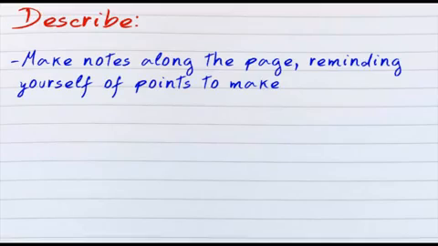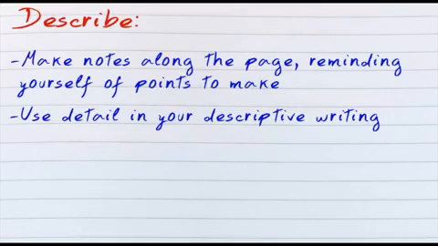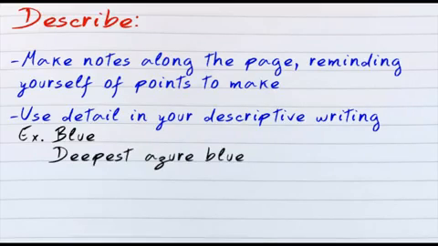Remember, this is all about the detail. So when it comes to colours, don't say things just like it was blue. Even though it is descriptive, it's D-level description. Say it was the deepest azure blue. And there you've just added the adjectives to make it sound more realistic.